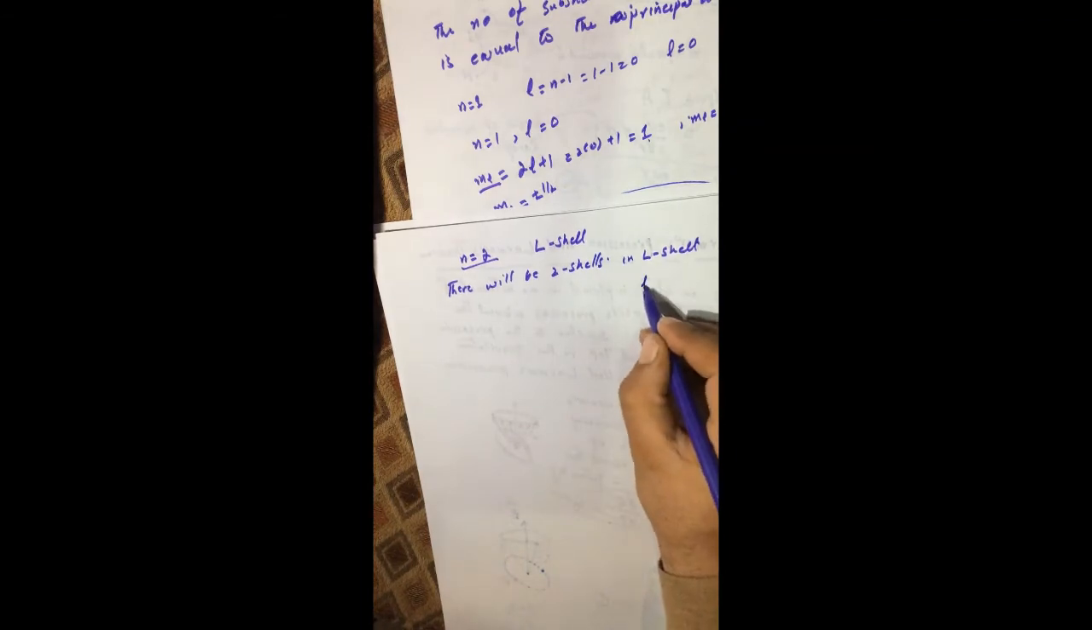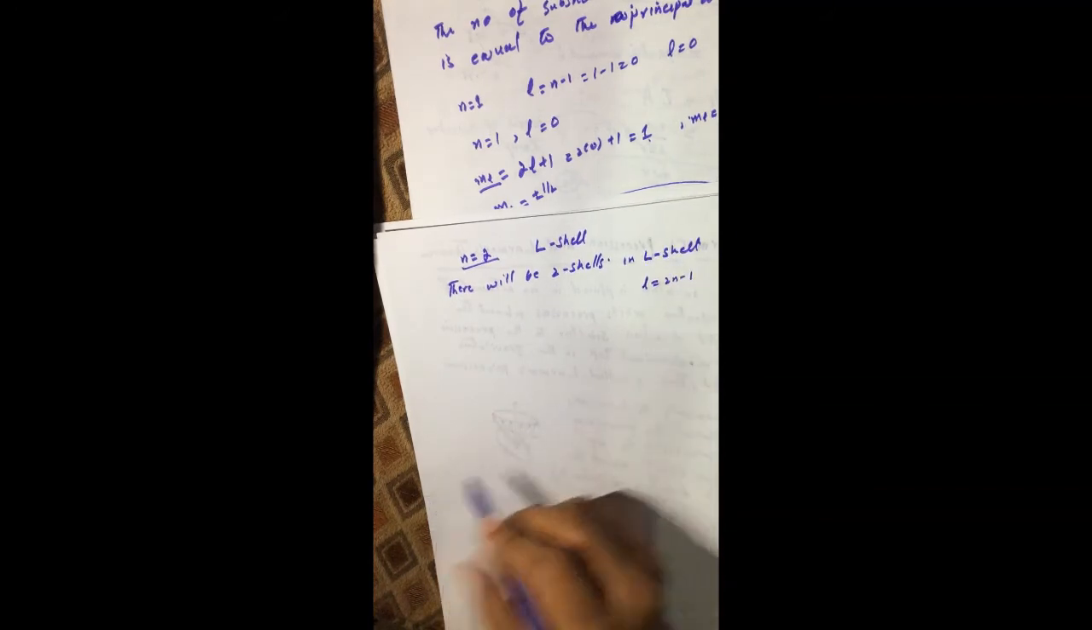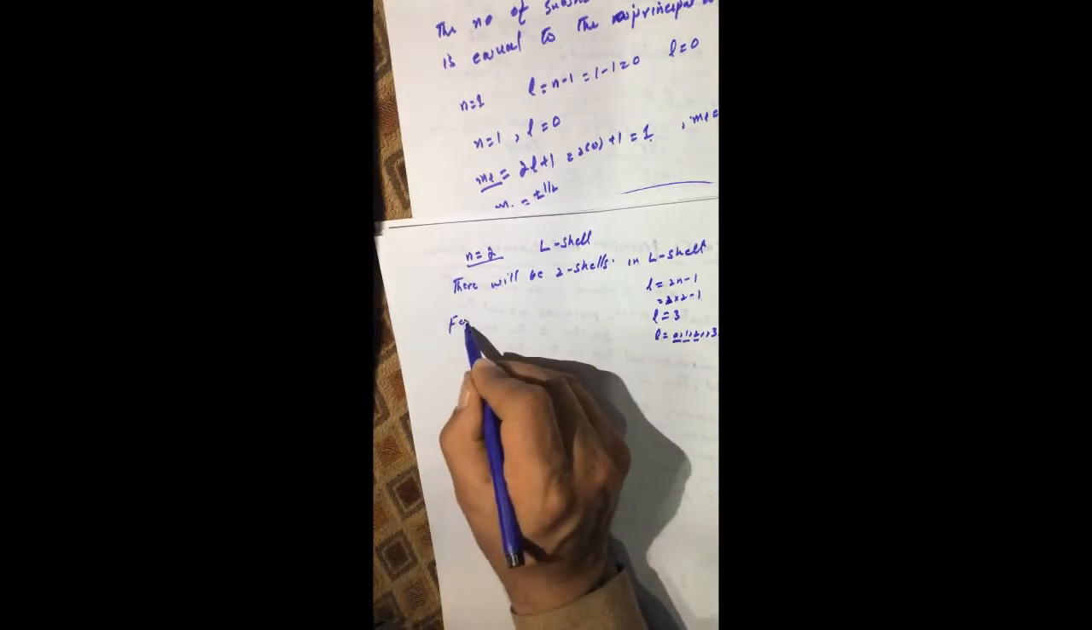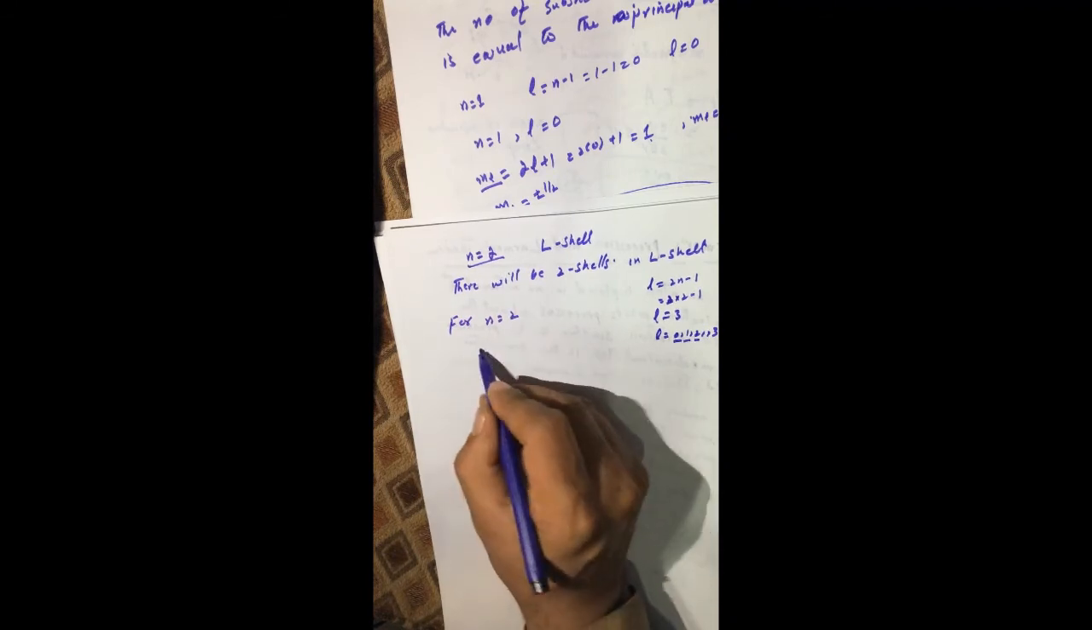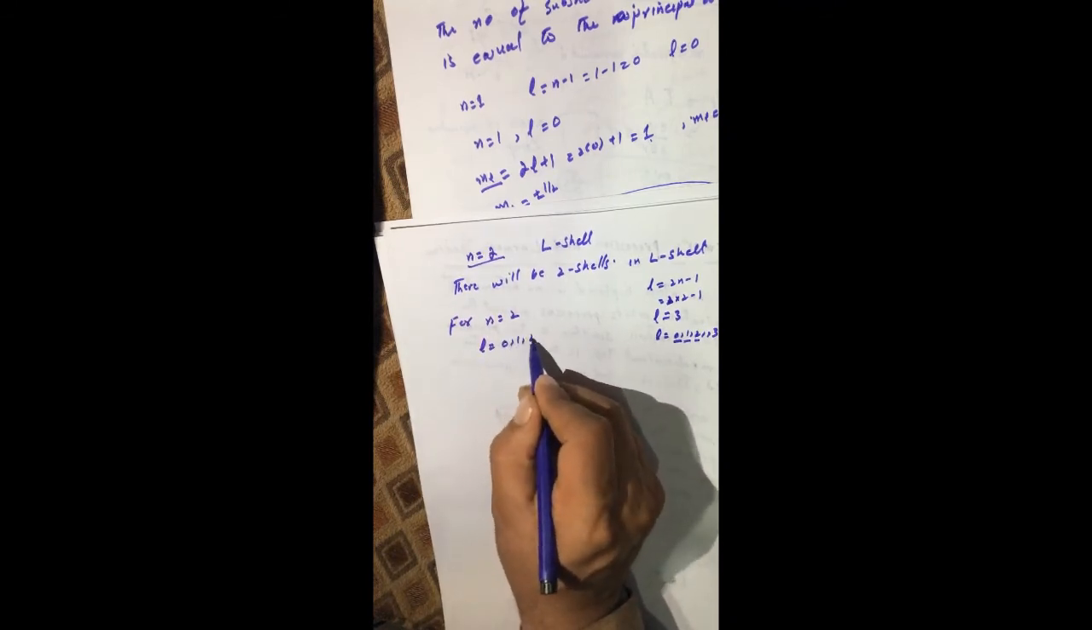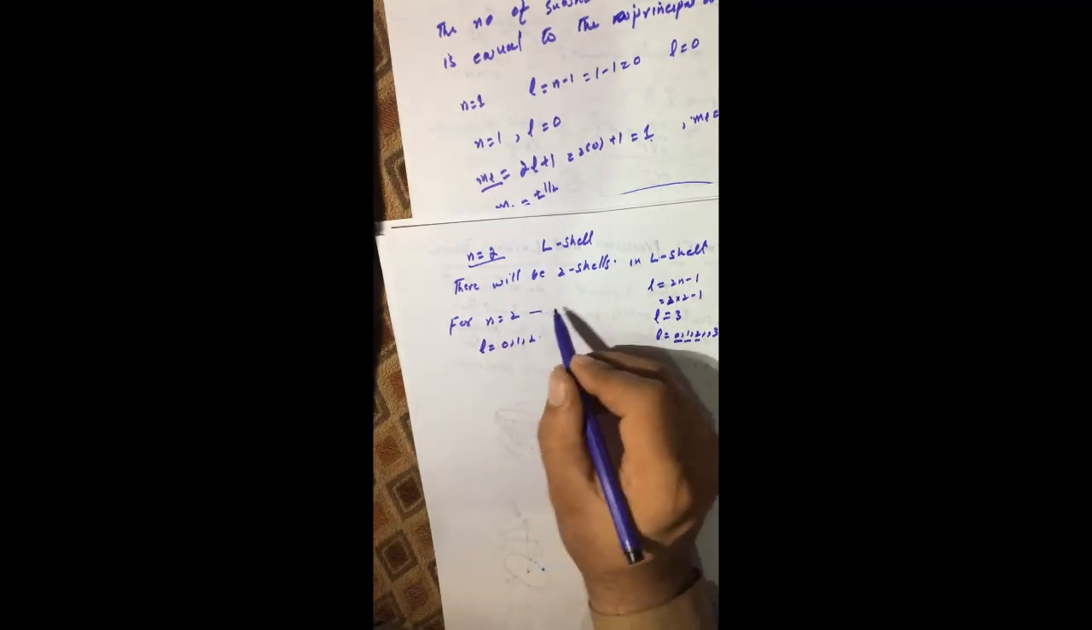Now, L values, how many L values will be possible? L is 2n minus 1, which is 2 into 2 minus 1, which is 3. So it means that L has 3 values. And L values start from 0, 1, 2, 3 up to n minus 1. So the 3 values are 0, 1 and 2. For n is equal to 2, L is equal to 0, 1, 2. So these represent the L shell.